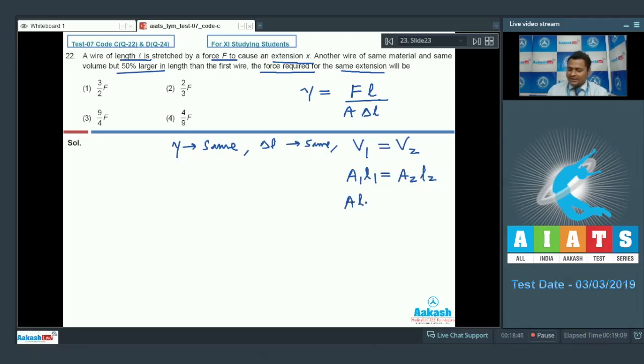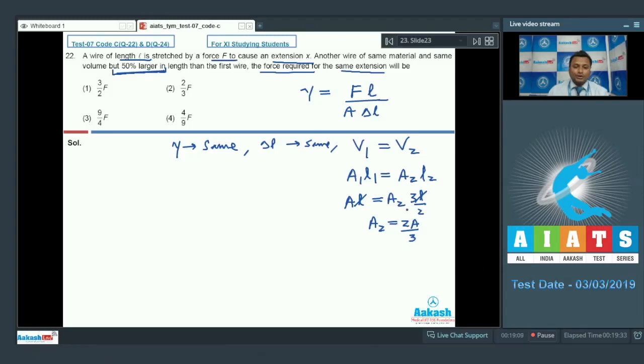Suppose A1 is A, L1 is L as per the question. A2 we need to find out. Information is given about L2: L2 is increased by 50% from the previous one. So L plus L by 2, that is 3L by 2. So ultimately we get the final area A2 as 2A by 3.